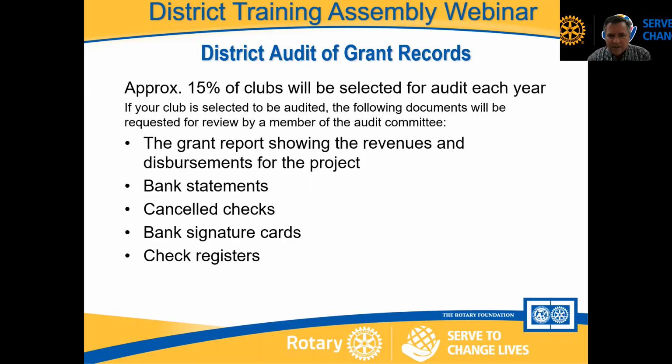Okay, audit. What is the potential of an audit? Well, between 10 and 15% of clubs will be selected randomly each year for an audit. Now, the audit is done by a local committee. Ron Young, who is a retired CPA and is the guru of audits, is, I believe, if I'm correct, still doing the audit committee this upcoming year.